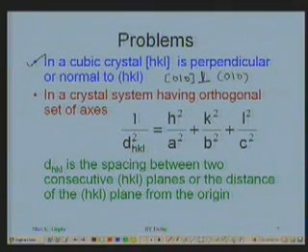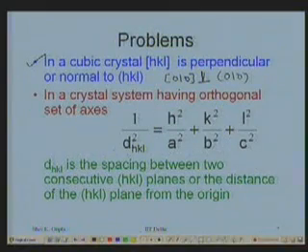So there the distance D between HKL planes is related to the indices of the plane HKL and the lattice parameters A, B, C like this. In an orthogonal system, you can use the Cartesian set of axes because they are orthogonal to each other. You can convert the unit distances A, B, C into angstroms, knowing the A length, B length, C length, and use the knowledge that the sum of the squares of the direction cosines is 1. If you use that, you will be able to get both these solutions.